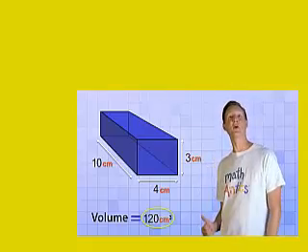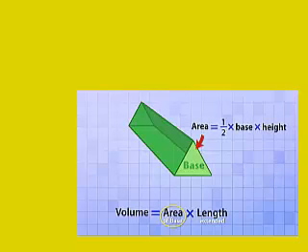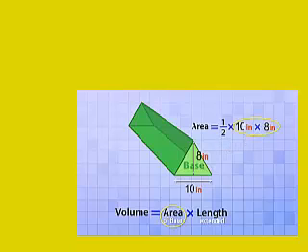Okay, let's try to find the volume of the triangular prism now. Again, the first step is to calculate the area of the base of the prism, which is the triangle. The formula for finding the area of a triangle is 1/2 of the triangle's base times its height. Be careful not to confuse the base of the triangle with the base of the prism, which is the triangle itself. Our diagram tells us that the base of the triangle is 10 inches and its height is 8 inches. So 1/2 the base times the height would be 1/2 of 10 times 8. 10 times 8 is 80, and 1/2 of 80 is 40, so the area of the triangle is 40 inches squared.